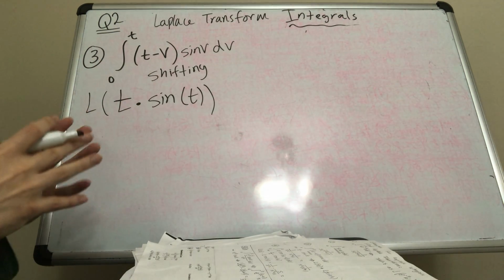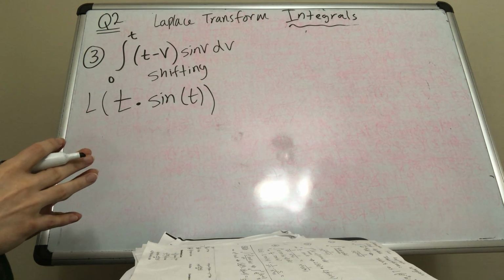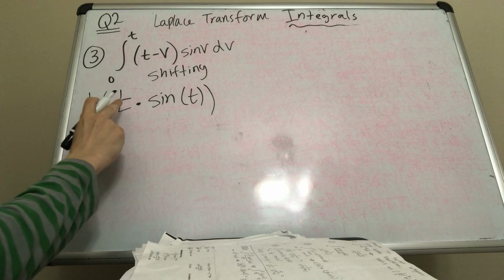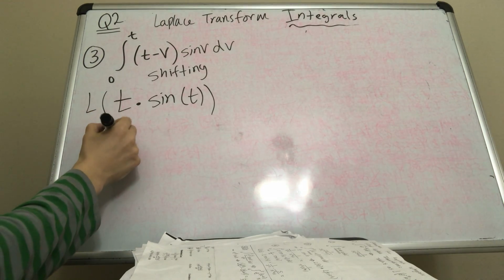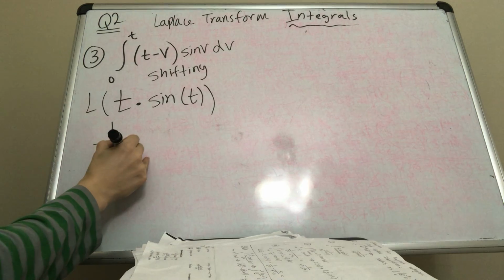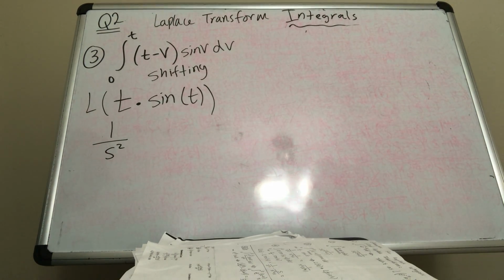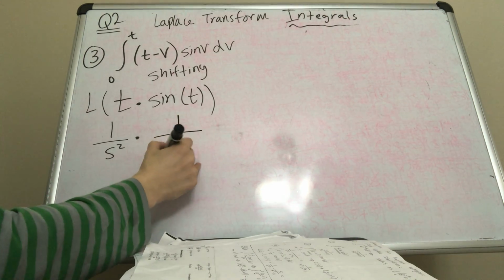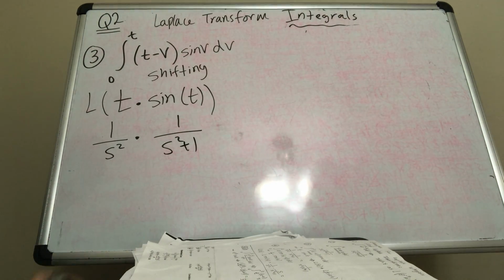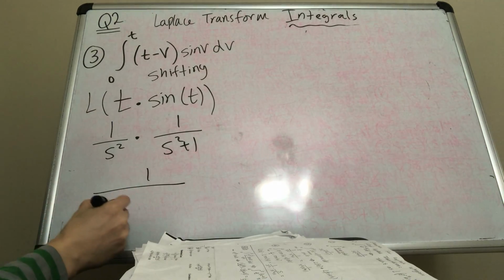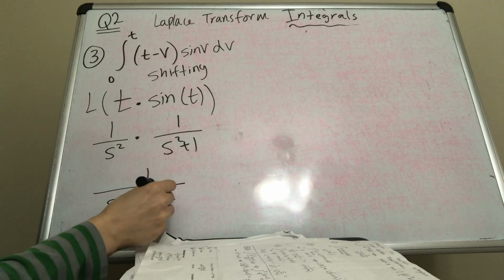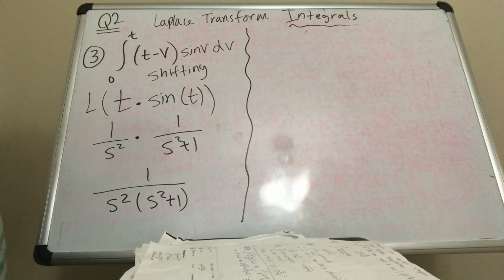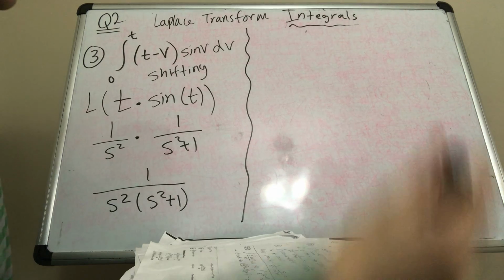You can do this now as a product. The transformation for t is 1 over s squared. This is rule number 2. And for the sine, we've seen this so many times, and you can write this as 1 over s squared plus 1. Another question.